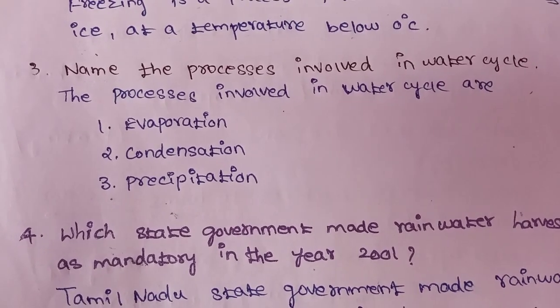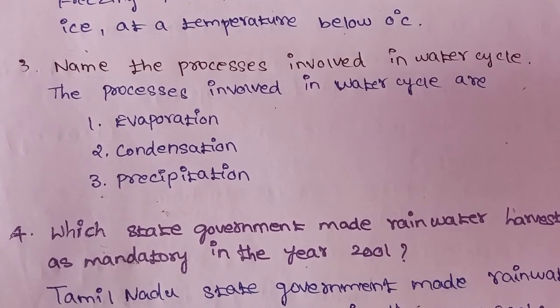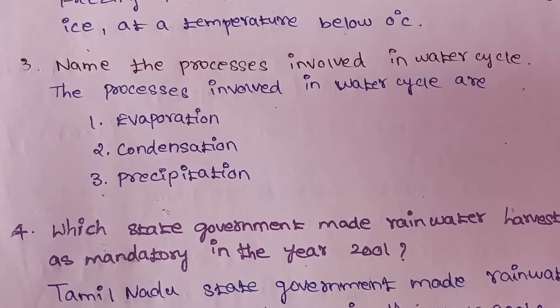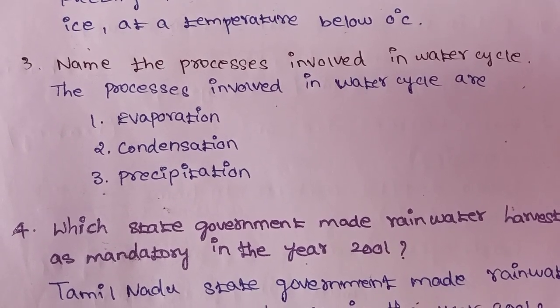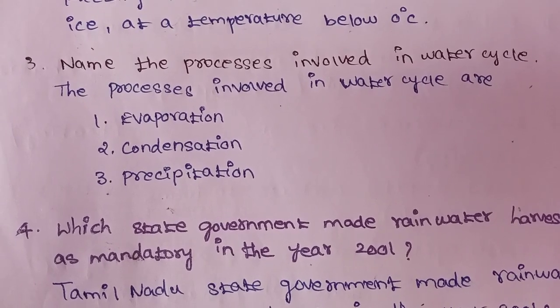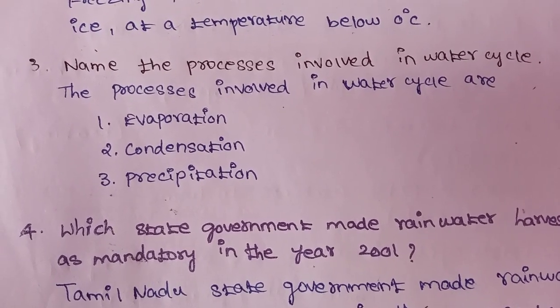Third one, name the process involved in water cycle. The processes involved in water cycle are evaporation, condensation, precipitation.